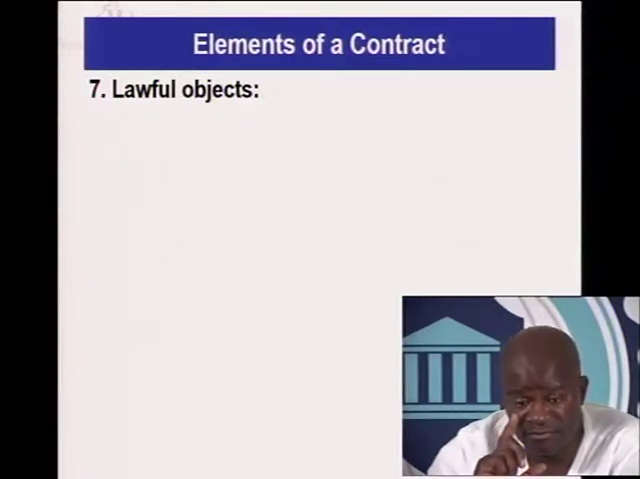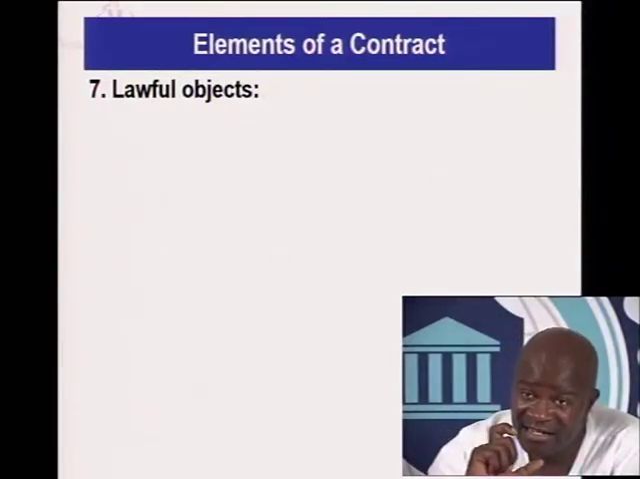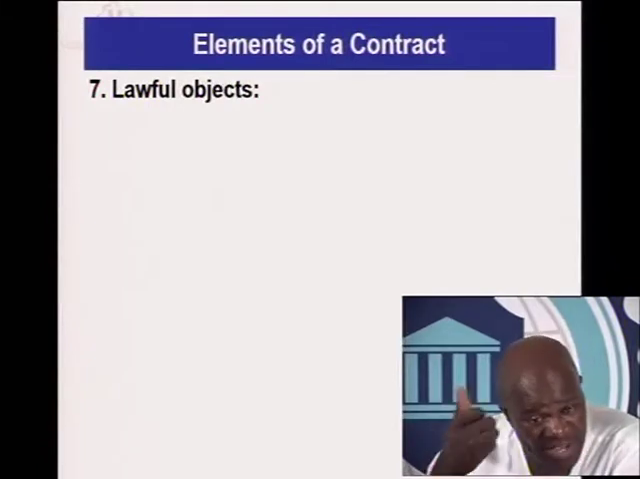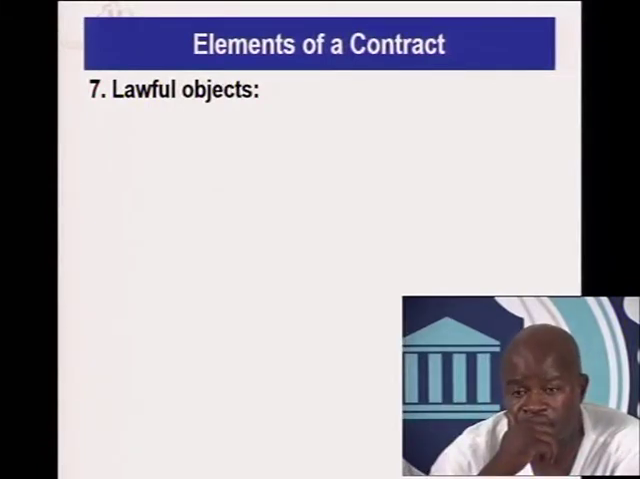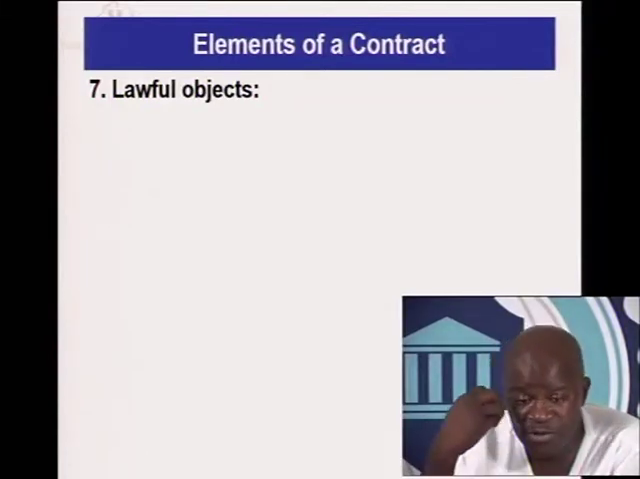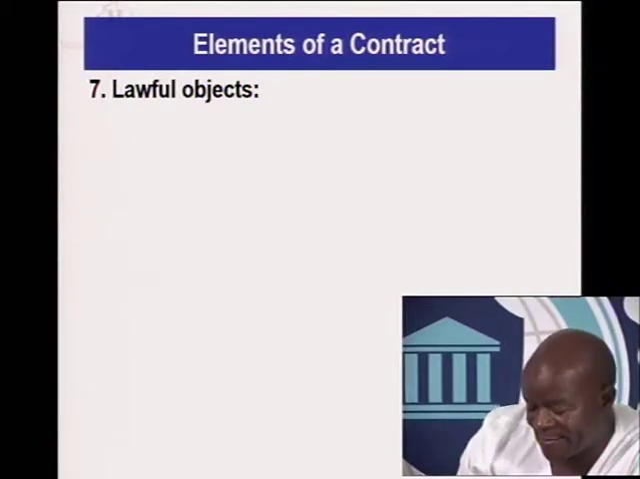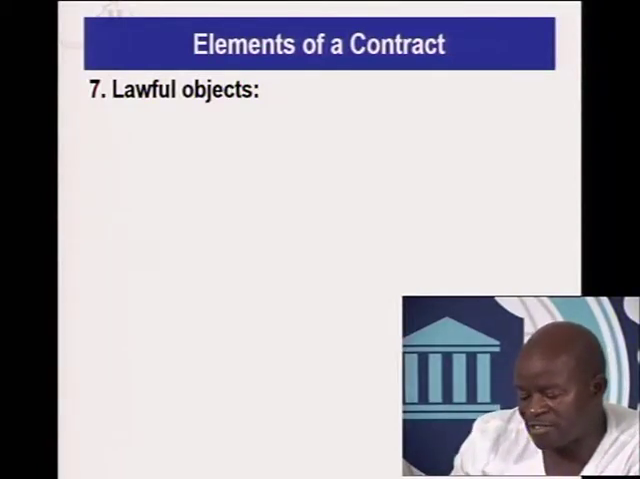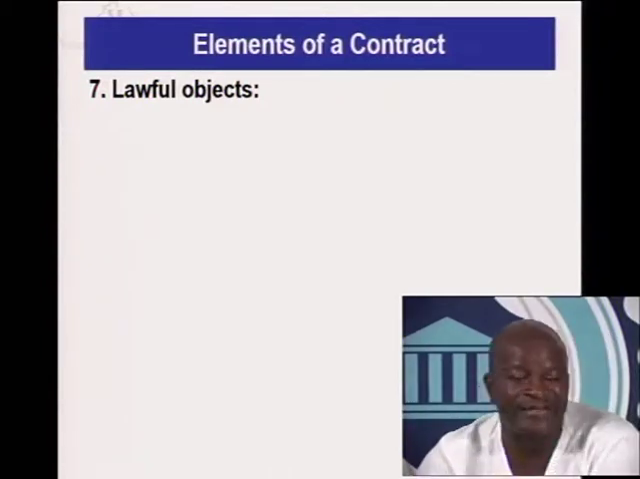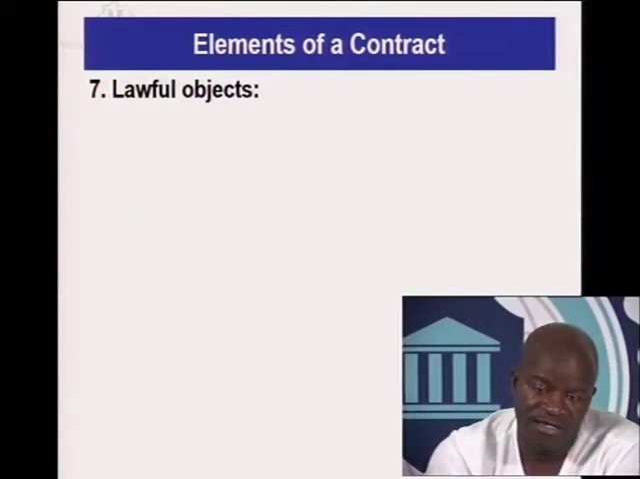If somebody is selling marijuana or cocaine, we know that possession of cocaine is unlawful. It's a crime. And somebody is selling cocaine. So the object here is unlawful. So you cannot say, I have signed an agreement that I'm going to sell 1,000 kilos of cocaine to you, so I need my money. This is unlawful.